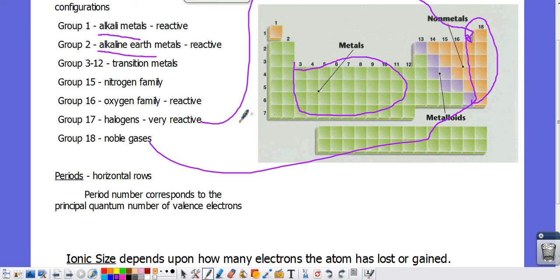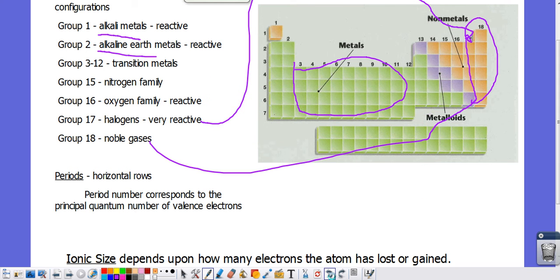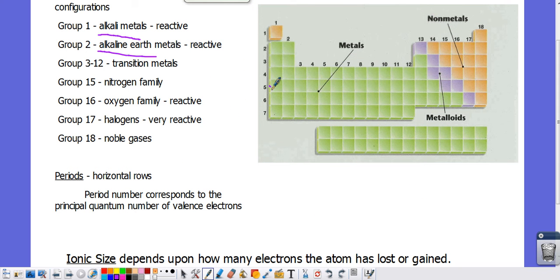Periods run this way. That's horribly drawn. Sorry, mouse work here. So this is the 5th period. This is the 3rd period. This is the 15th group. This is the 4th group. And so that's how the periodic table is organized.